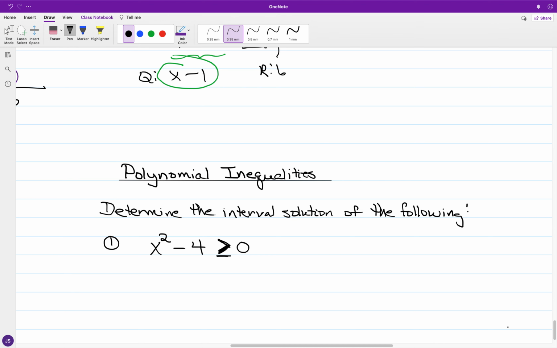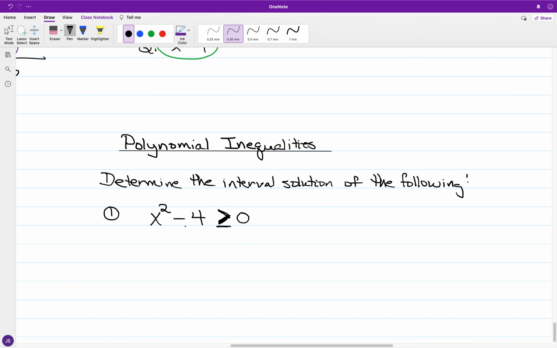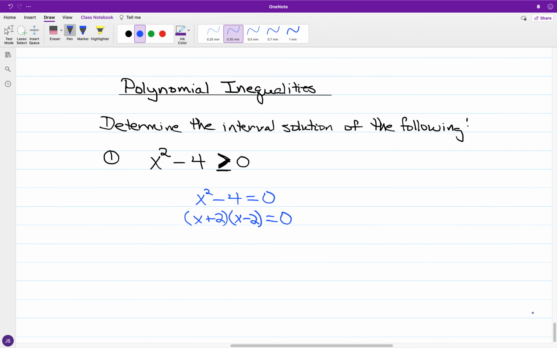So first of all, to solve x squared minus 4 greater than or equal to 0, if we take what we have as a comparison to 0 and go to just equal to 0, then x squared minus 4 is equal to 0. Factoring, I have x plus 2 times x minus 2 is equal to 0. Looking at the factors, x plus 2 is equal to 0 and x minus 2 is equal to 0.